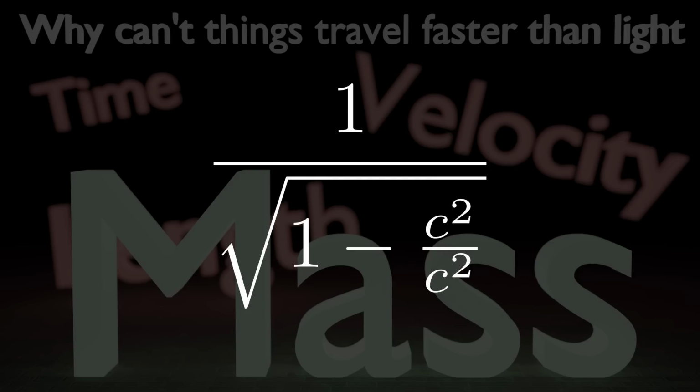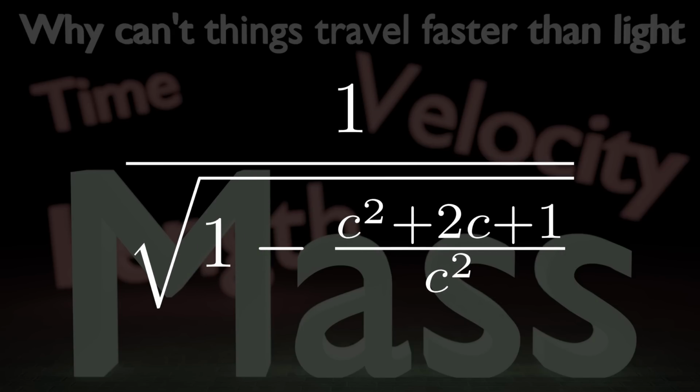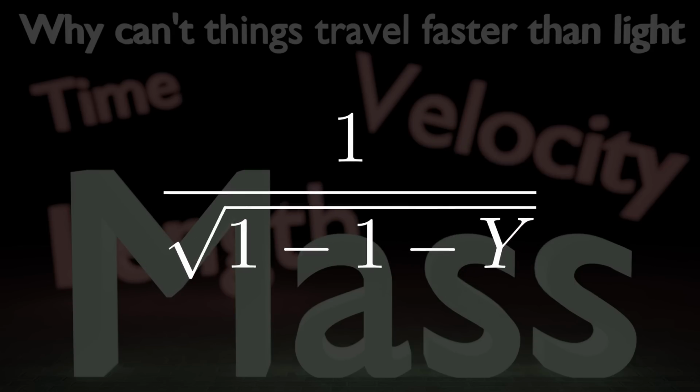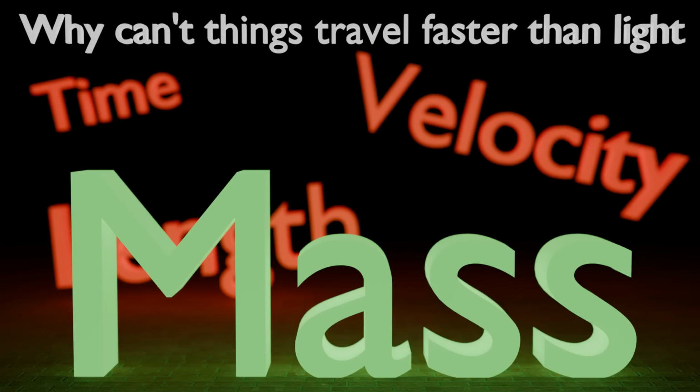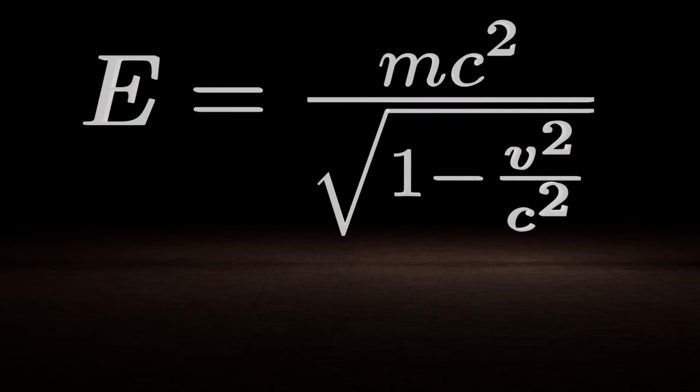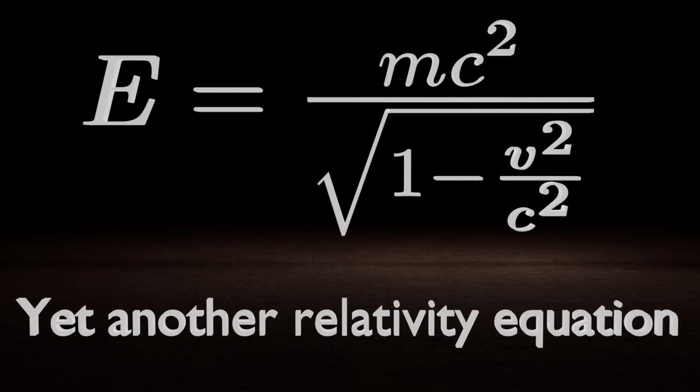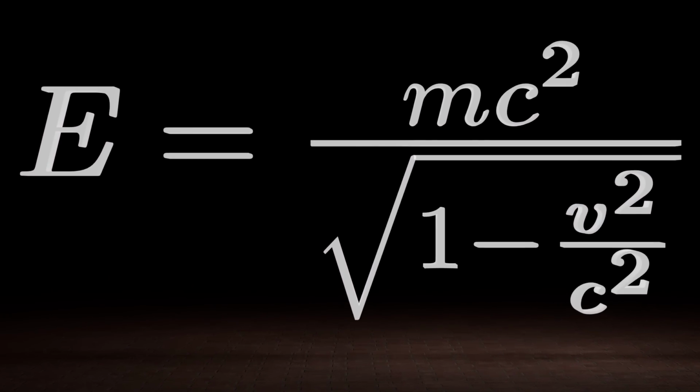You may think that the answer would be, well, make it. If you go faster than light, then you end up with imaginary time, imaginary length, and all sorts of unpleasantries. But that's actually not the limit. Yeah, believe it or not, imaginary time is not the thing stopping us from traveling faster than light. What's actually stopping us is the energy. Allow me to introduce you to yet another relativity equation, an equation for the total energy of a particle.